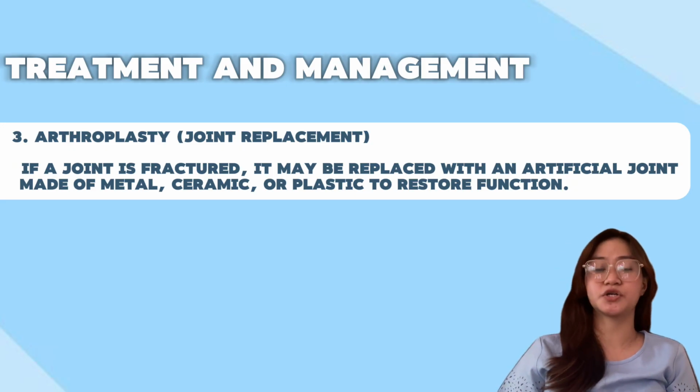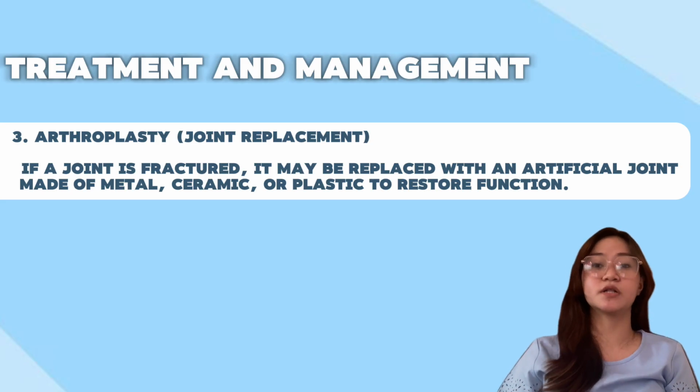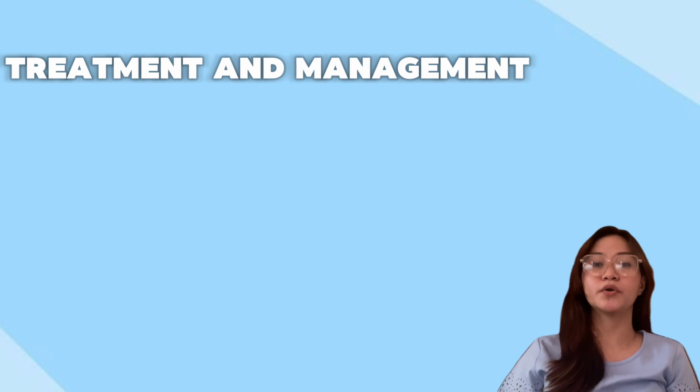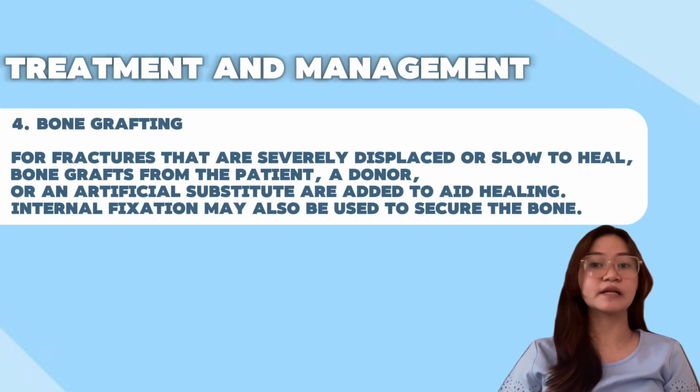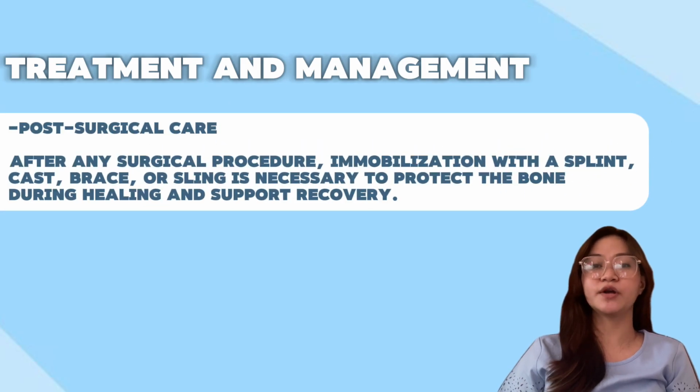External fixation. Screws are placed in the bone and attached to an external brace to temporarily stabilize the fracture before more permanent fixation. Arthroplasty or joint replacement. If a joint is fractured, it may be replaced with an artificial joint made of metal, ceramic, or plastic to restore function. Bone grafting. For fractures that are severely displaced or slow to heal, bone grafts from the patient, a donor, or an artificial substitute are added to aid healing. Internal fixation may also be used to secure the bone. Post-surgical care. After any surgical procedure, immobilization with a splint, cast, brace, or sling is necessary to protect the bone during healing and support recovery.